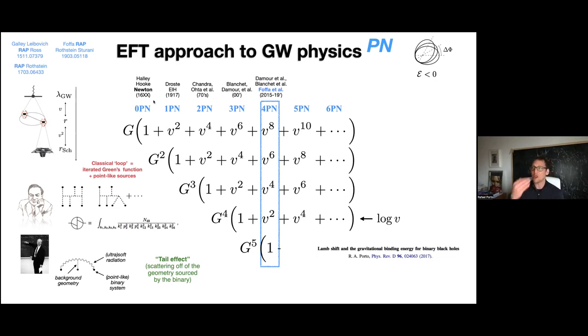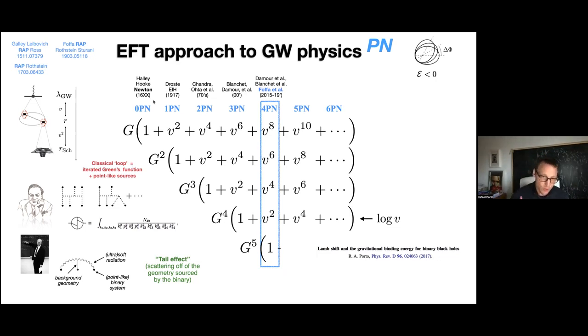It's an effect which resembles something that we have seen in electrodynamics. In fact, it's very similar to what was computed in the Lamb shift. In this case, this tail effect, this tail logarithm, is a classical version of the Lamb shift correction to the binding energy of the hydrogen atom. It's the same, it's an infrared logarithm that dresses or renormalizes the binding energy. However, it produces these divergences that I mentioned at the beginning.